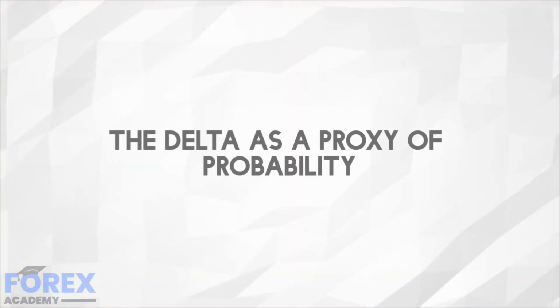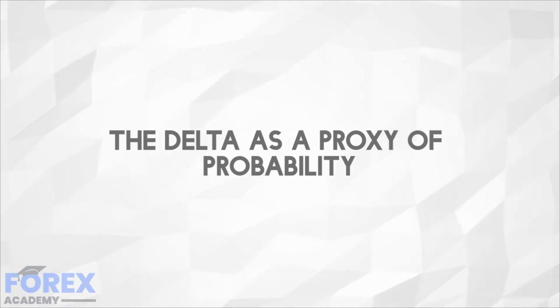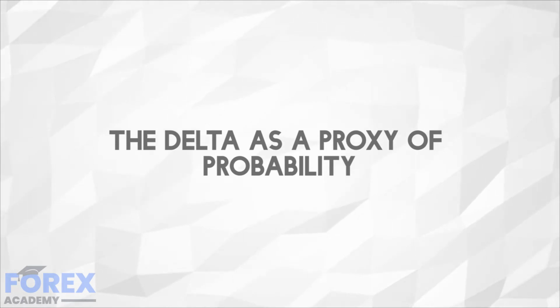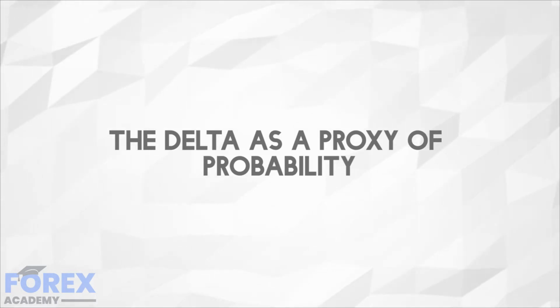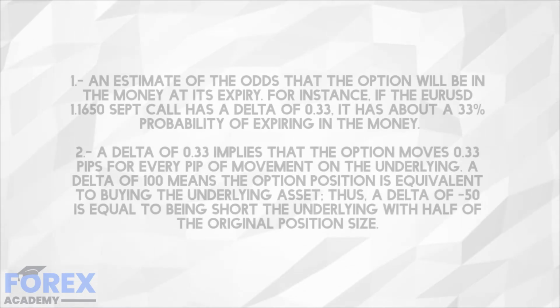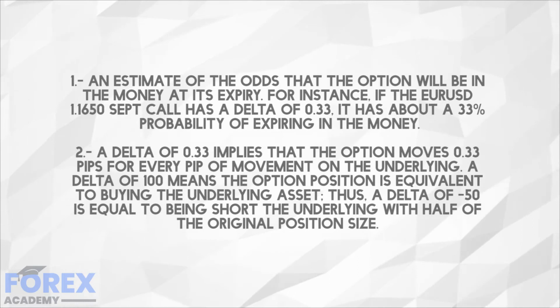The delta as a proxy for probability. An option's delta can be determined for each option using an option pricing model, which usually is made available by the broker to its customers. Sites such as investing.com display the delta of the most usual FX options. Delta values range from 0 to 100 on calls and from -100 to 0 on puts. Delta can be viewed as, 1. An estimate of the odds that the option will be in the money at its expiry.